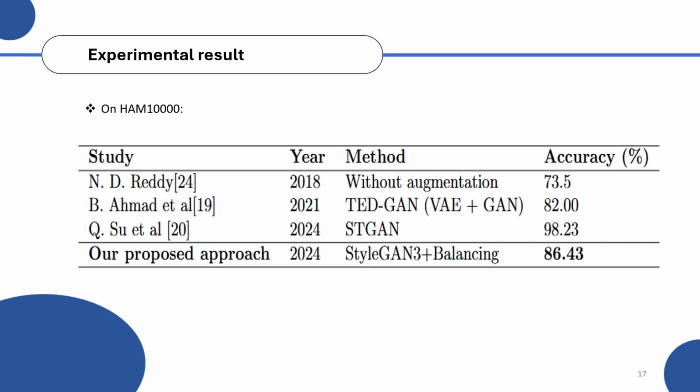On the HAM 10,000 dataset, compared to existing works, our approach, which combines StyleGAN3 and balancing techniques, achieves an accuracy of 86.43%. This places it among the competitive methods, significantly improving upon the baseline without augmentation, 73.5%, and approaching the performance of advanced methods like TED-GAN 82% and ST-GAN 98.23%. While our approach does not surpass StyleGAN, it demonstrates strong performance, particularly in handling minority classes, confirming its effectiveness in improving classification models for skin lesion datasets.